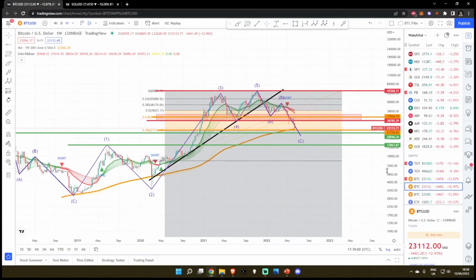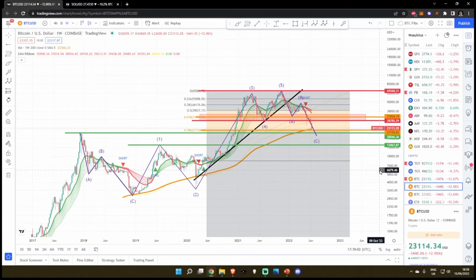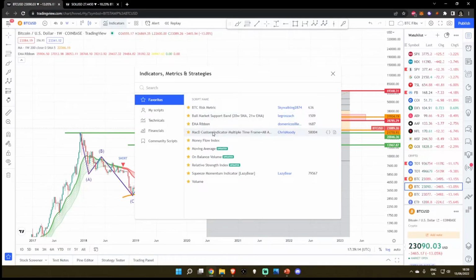Another thing to distinguish between bullish and bearish trends is specifically bullish and bearish momentum. For this, we're going to be using my favorite momentum indicator of choice, which is the squeeze mom. A lot of people like to use the MACD. You can use either or you can use both. It's completely up to you.